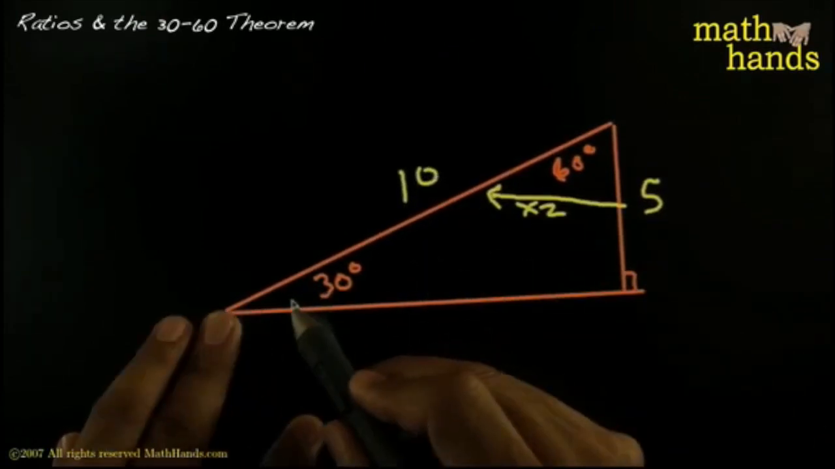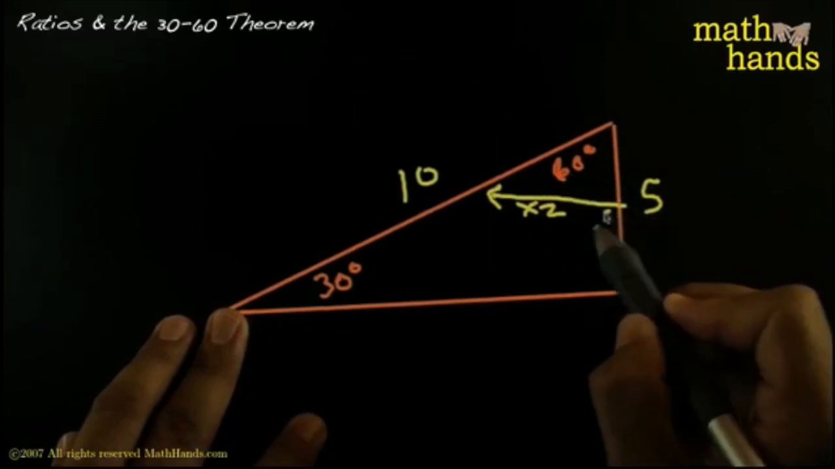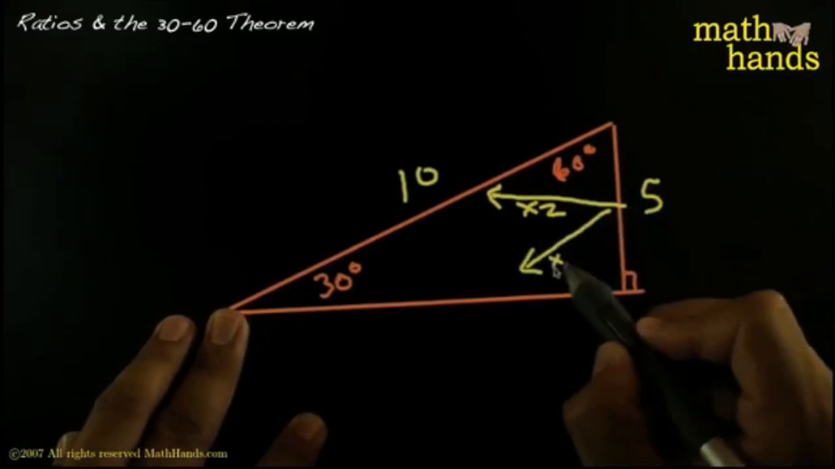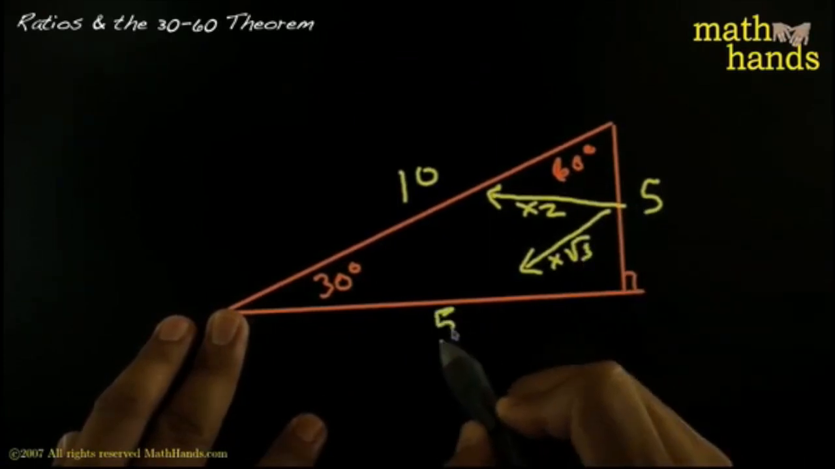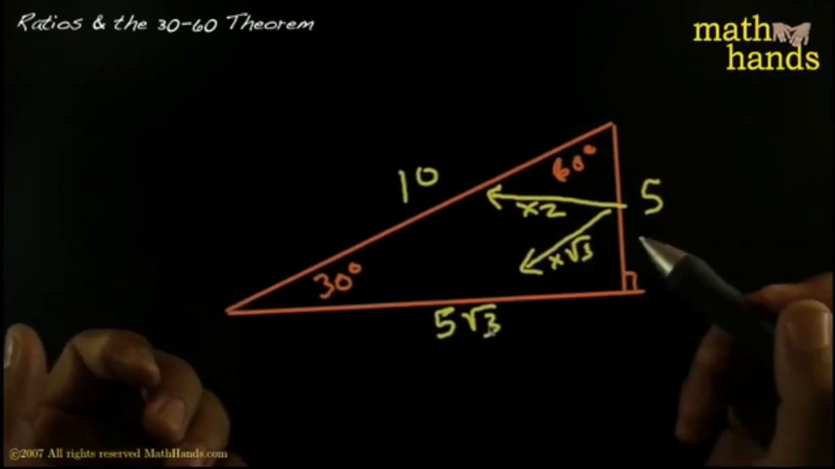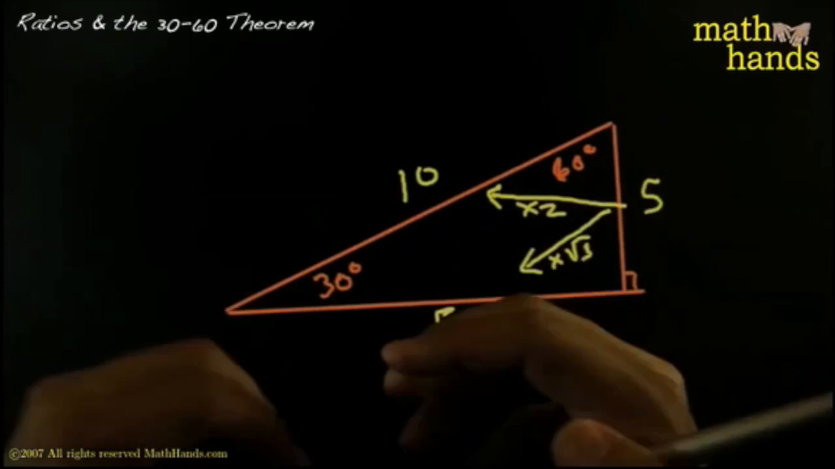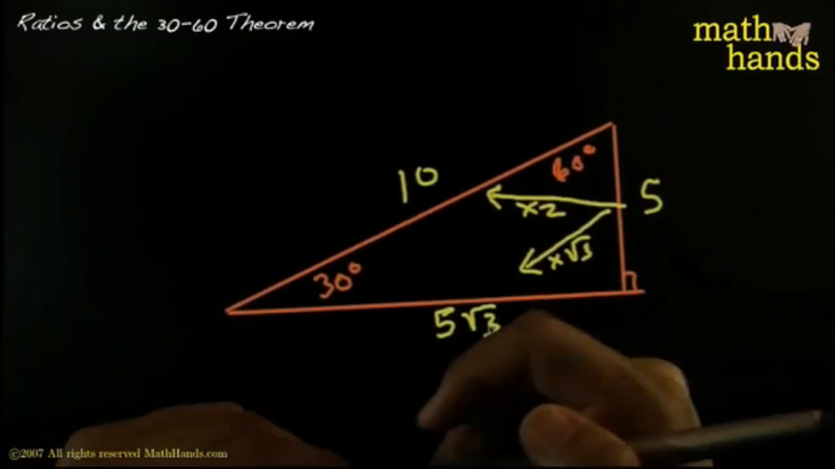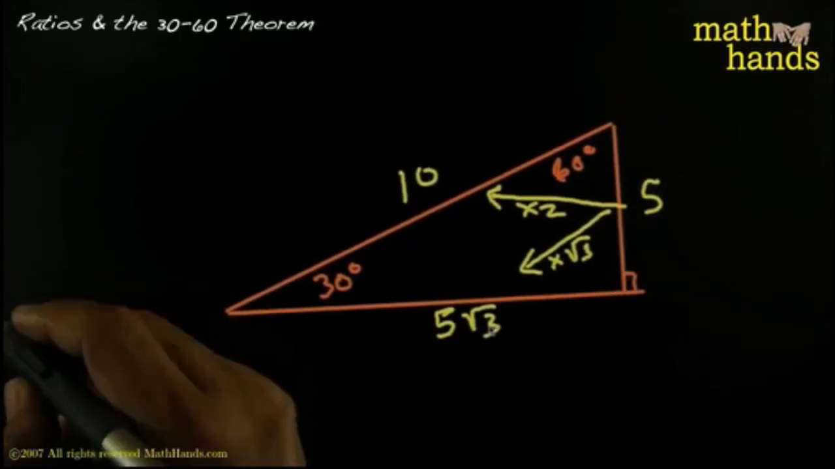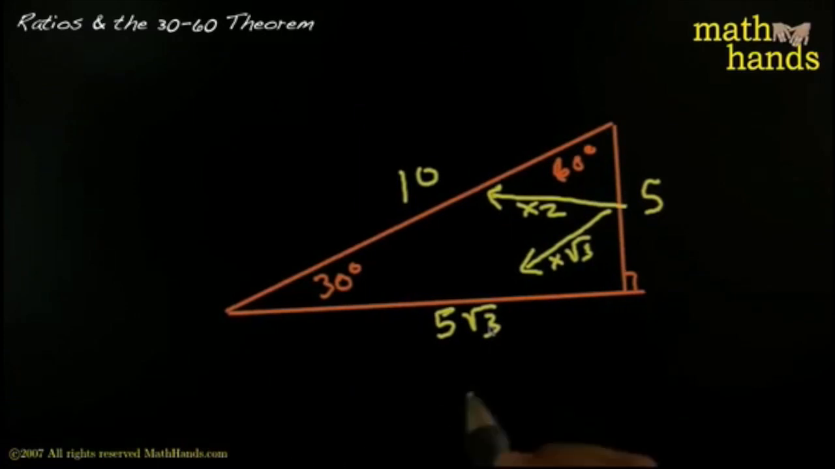Okay? To get the medium one, all you do is multiply by the square root of 3. So this would be 5 times the square root of 3. See that? I make this stuff look easy. That's why they pay me insane amounts of money. Okay? Watch this. I'll do it again. Everybody got that?